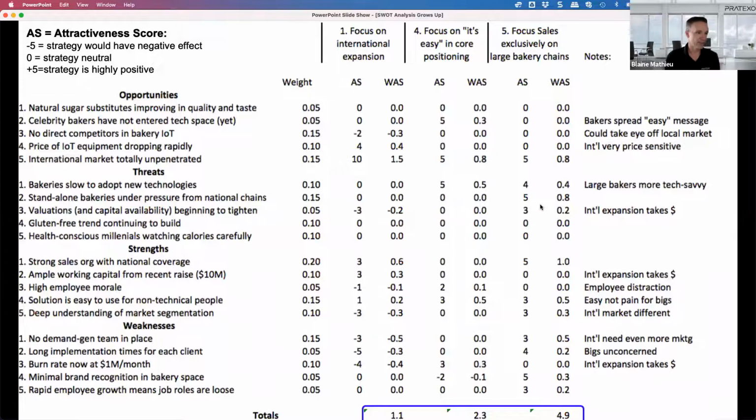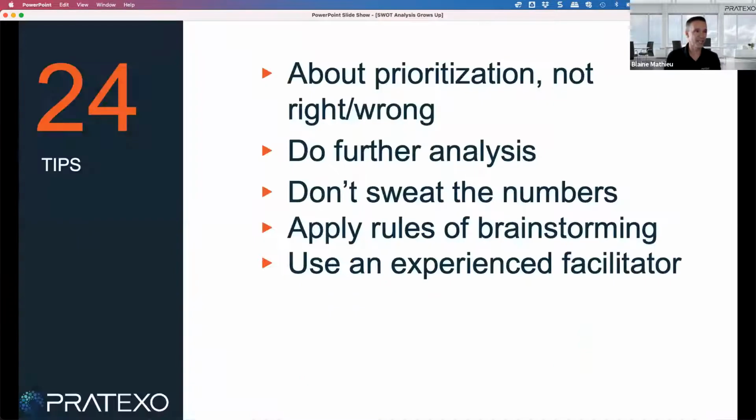And so where do we end up with this? Net weighted attractiveness score of 1.1 for the international. That sounded risky to me. 2.3 for the repositioning around an easy message, and 4.9 around saying, hey, let's really move our market strategy toward large bakery chains. So obviously this whole analysis is totally irrelevant to your businesses, but I can predict that if you did it, you would find some new ideas, some new approaches. And it's never as easy as saying, oh, it's a 4.9, let's do it. There are always lots of other factors that need to be taken into account. But at least directionally, it can open your mind to ideas and directions that you might not have considered before, and fundamentally, take your SWOT analysis and create an action plan out of it.